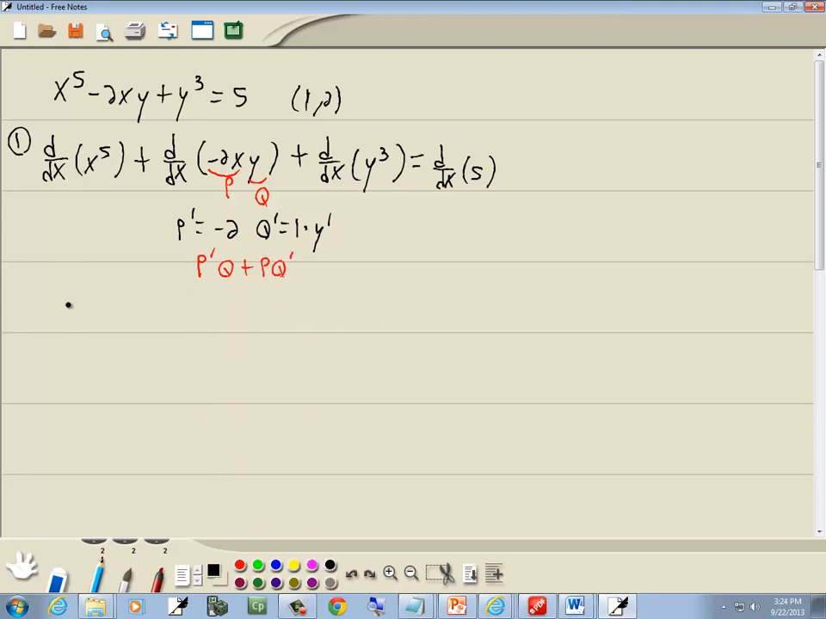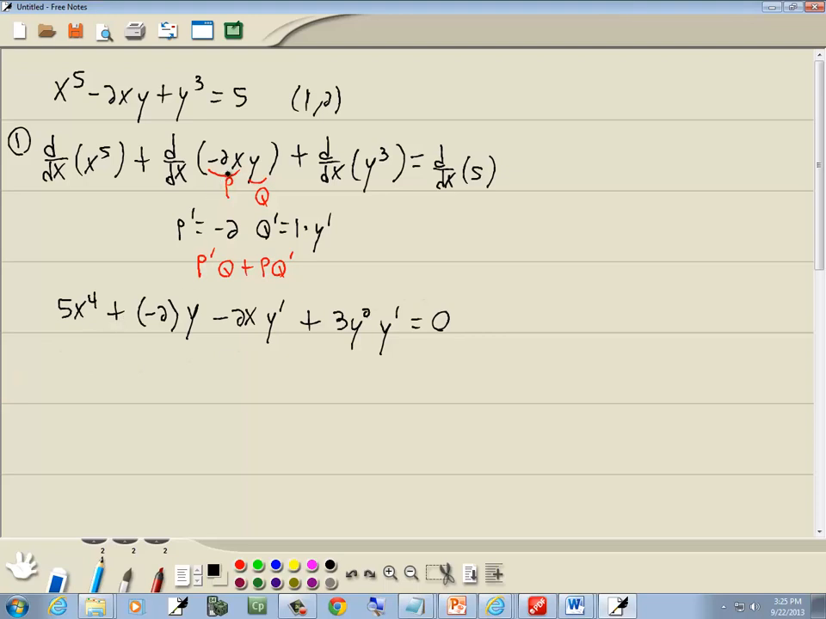So the derivative of x to the fifth is 5x to the fourth, plus p prime, which is negative 2, times q, which was y, plus p, which is minus 2x, times q prime, which was y prime. The derivative of y to the third is 3y squared, but then we have to throw on our y prime. Again, taking the derivative with respect to x, and it's really a y, you put on a y prime. And the derivative of 5 is 0.